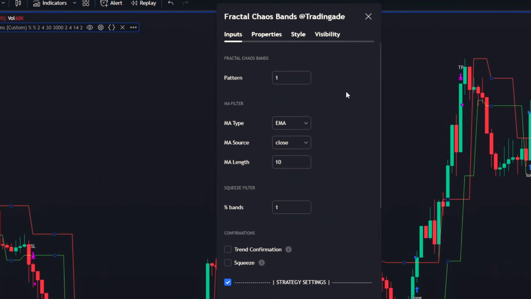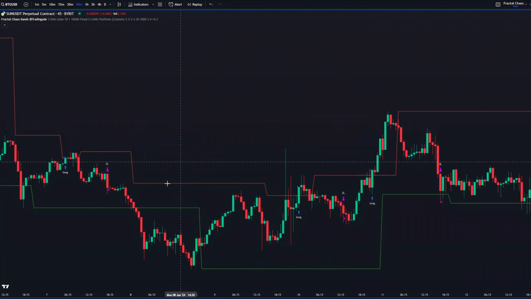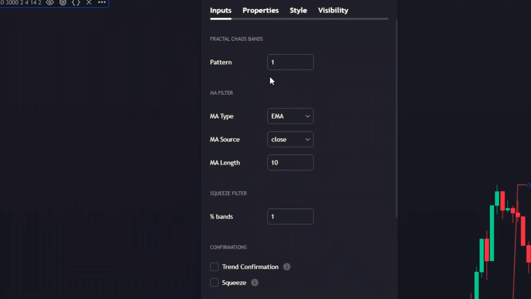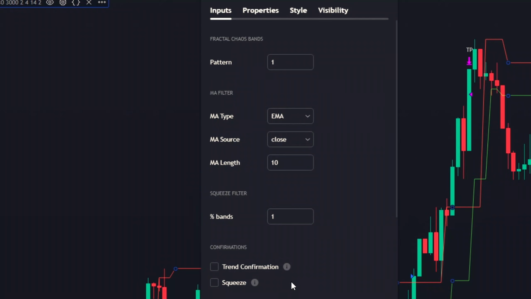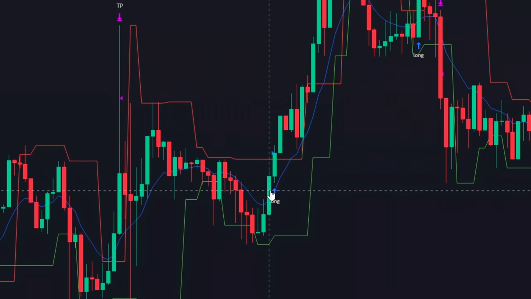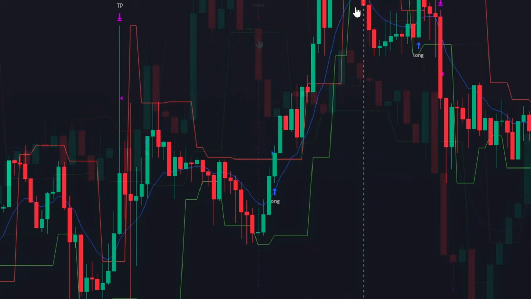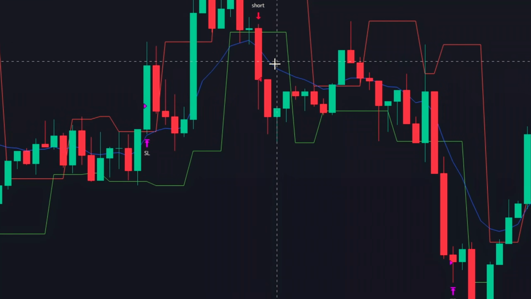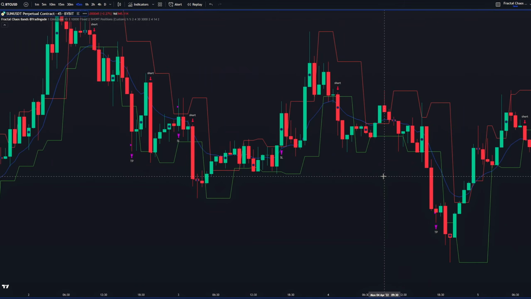Looking at the strategy input settings, we have one pattern. So basically, the higher this number, the longer these bands will be. I would suggest leaving a low number here, such as 1 or 2. Then we have a trend confirmation that is based on a moving average. You can set different kinds of moving average here. Anyway, the logic behind this filter is basically that we go long only if this breakout is above this moving average. Whereas for short positions, we go short when the price is below this moving average. Basically, it's a trend confirmation.